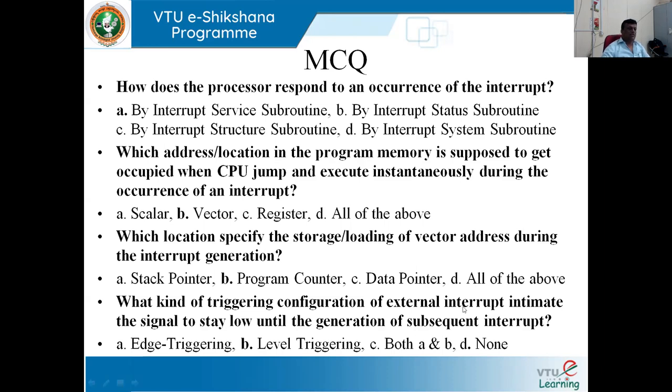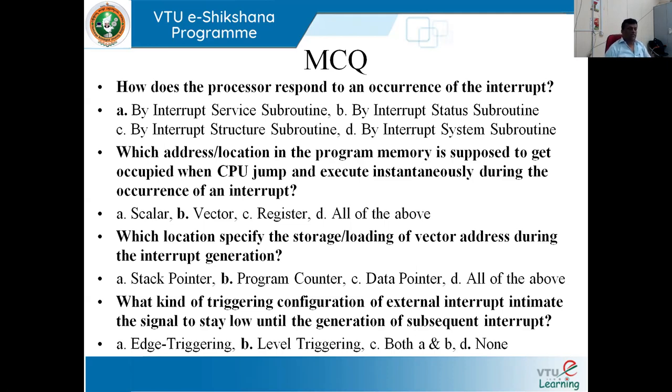Next question is, which location specifies the storage or loading of the vector address during the interrupt generation? Either it is stack pointer or program counter or data pointer or all of the above, right? So as we studied, whenever there is an interrupt, the address which is to be executed next will be stored in the program counter. So the answer is program counter.